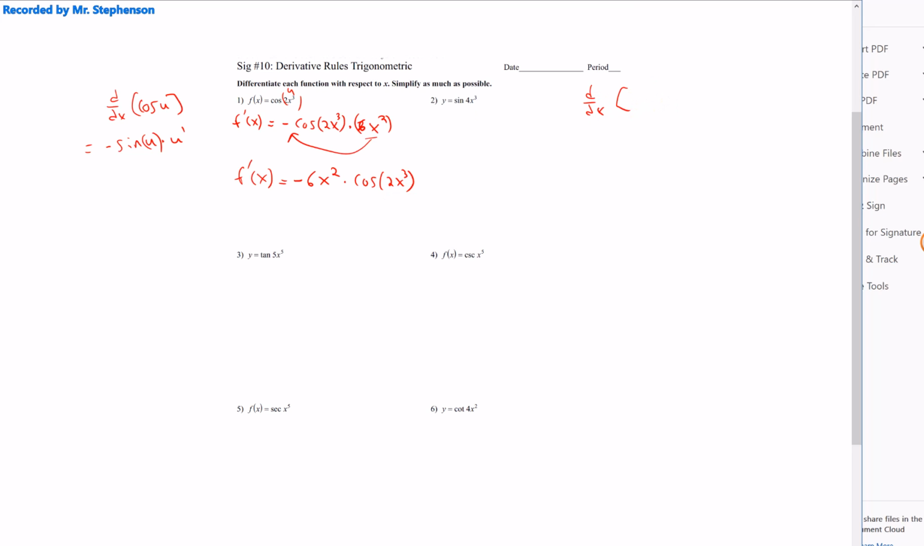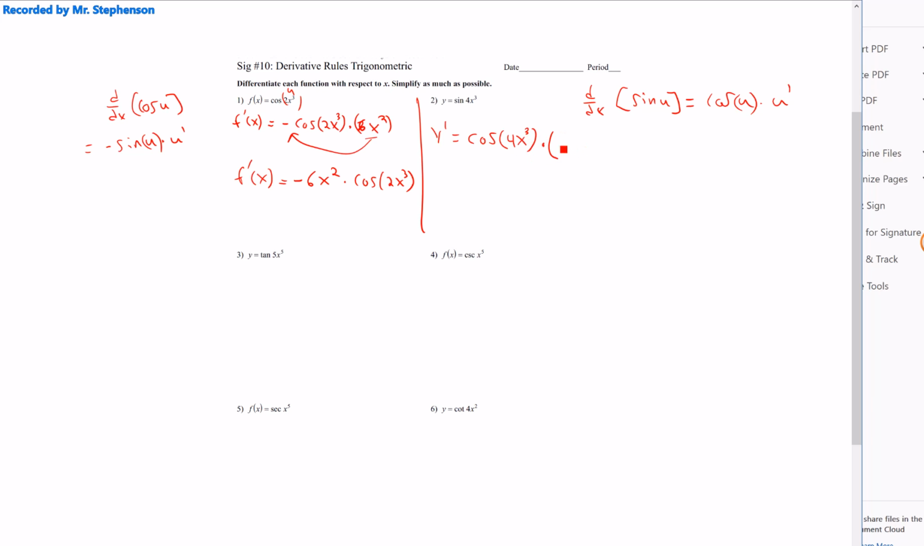Sorry, let's write this whole thing out. The derivative of sine of u is equal to cosine u times u prime. Okay, again, put some parentheses there. So y prime is going to equal derivative of sine, which is cosine of u. Same thing on the inside. All you got to do is multiply by the derivative of the inside.